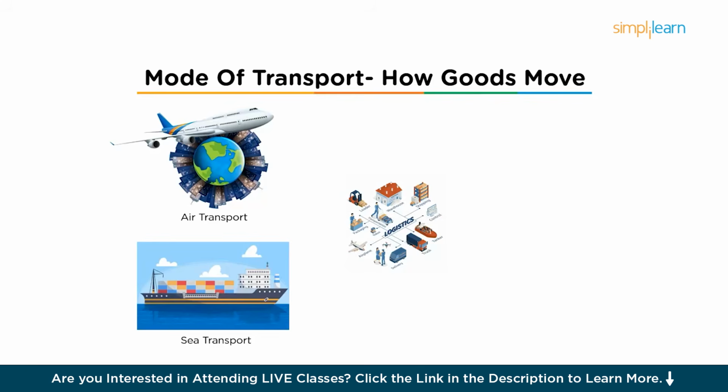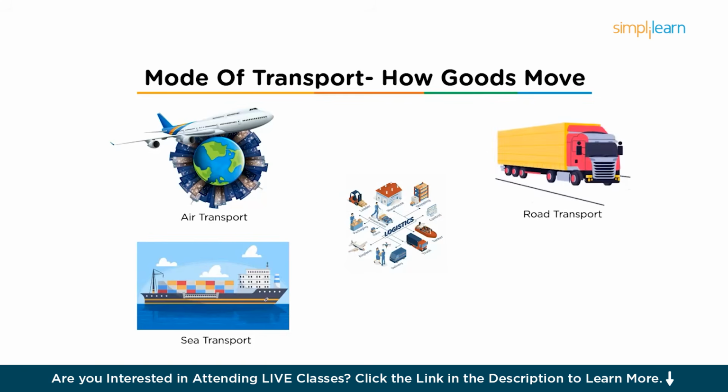Ports can be crowded, causing delays. Weather can disrupt schedules. Examples are importing crude oil from the Middle East, exporting cars from Japan. The third transport is the road transport. Road transport uses trucks, lorries, or vans to deliver goods on roads.